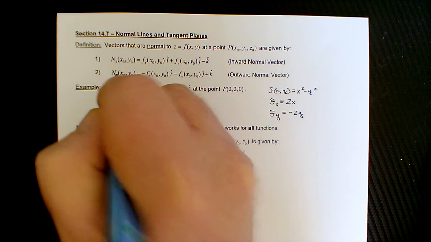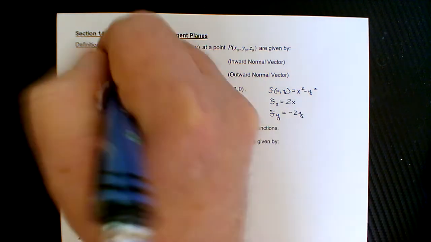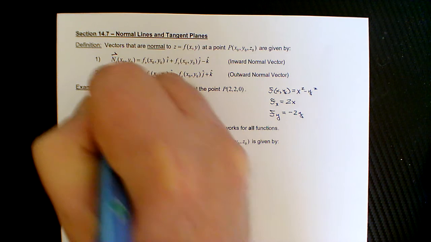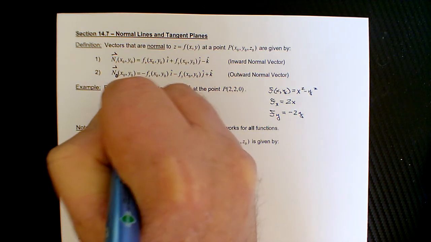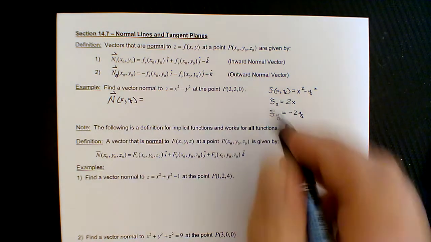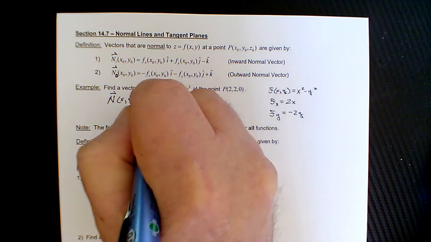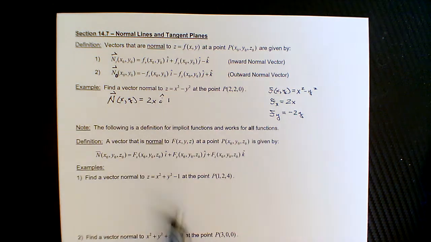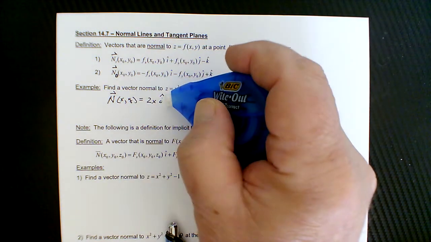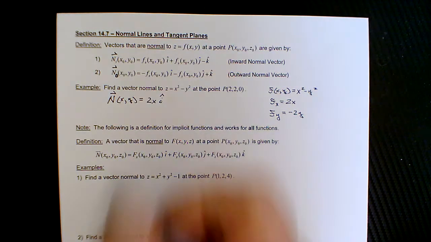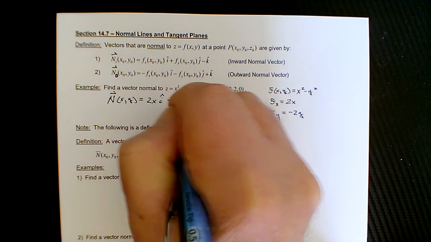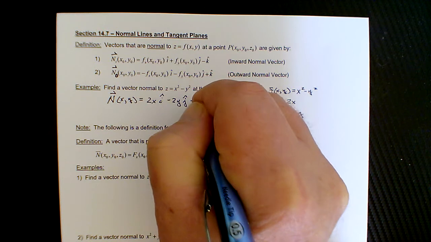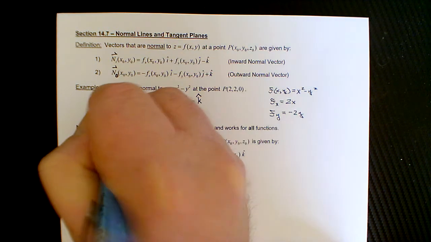Okay, so this would be the normal vector. I guess we actually should have vector notation above each of these as well. Sorry about that. Let's say in general n of x, y could be given by f sub x, 2x times i, and then plus f sub y, which would be minus 2y times j, and then the minus k. So that would be the inward.